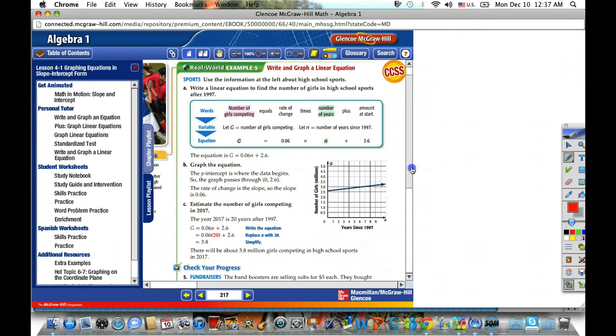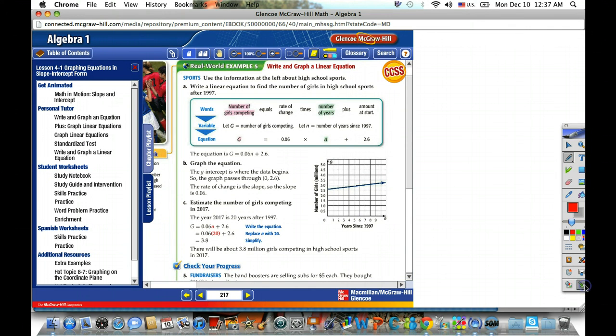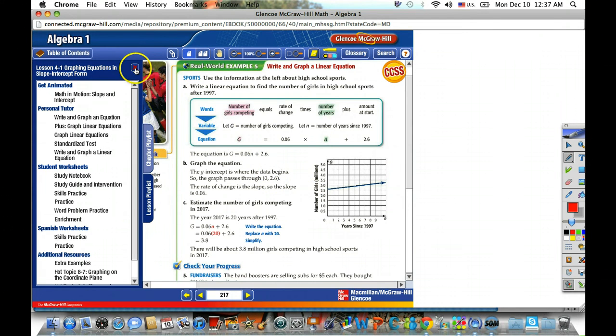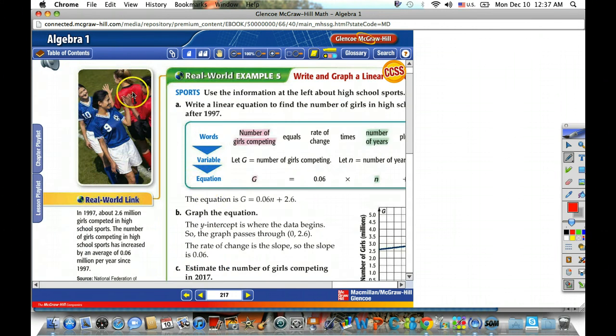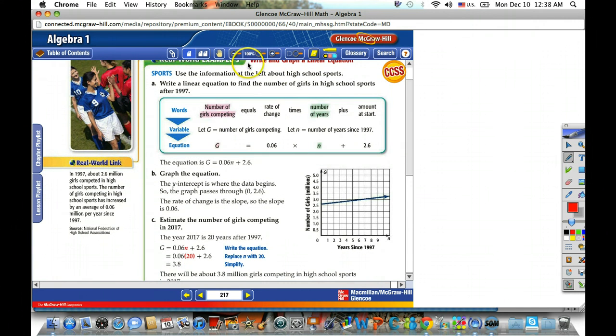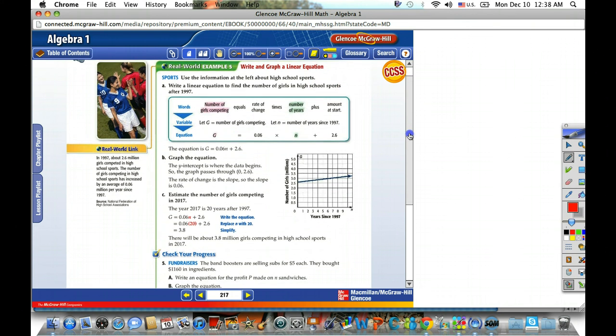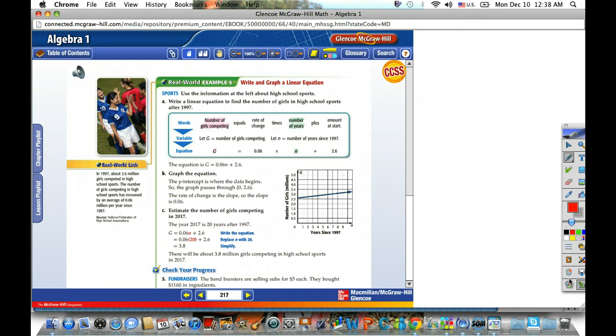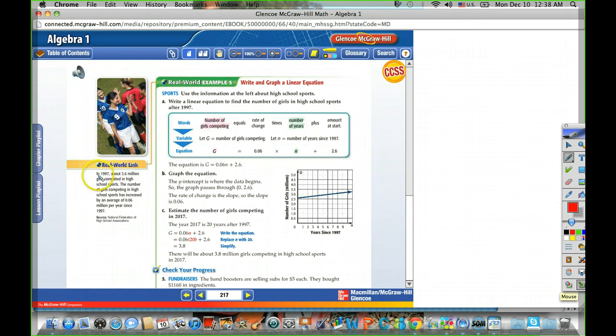Alright, here is a real world example. Oops. We actually want the question fully visible. Let's try to zoom out a little bit. One more time so we can see the entire problem. And there we go. Okay, real world link.